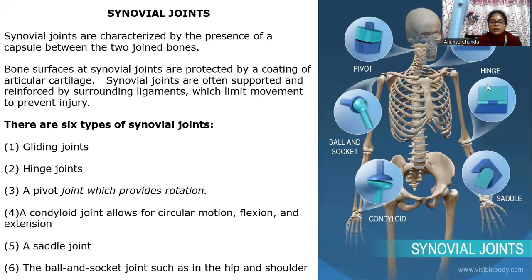Then comes the condyloid joint, which forms a circular motion, flexion and extension. Then comes the saddle joint. This is the saddle joint present in the wrist region, and the ball and socket joint, which joins the hip and the shoulder region.